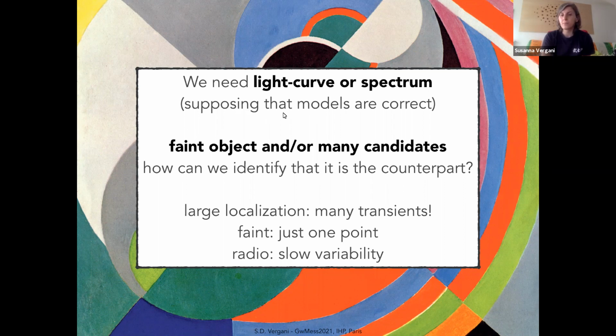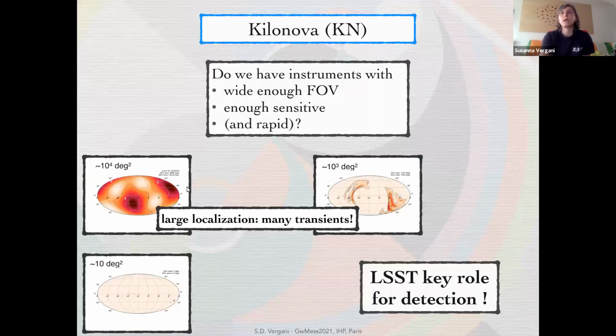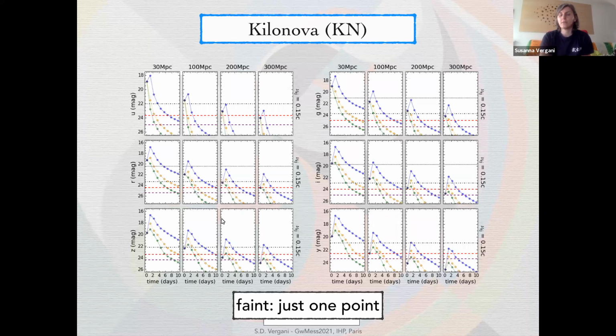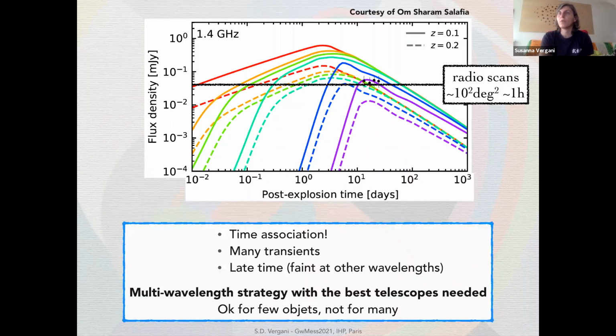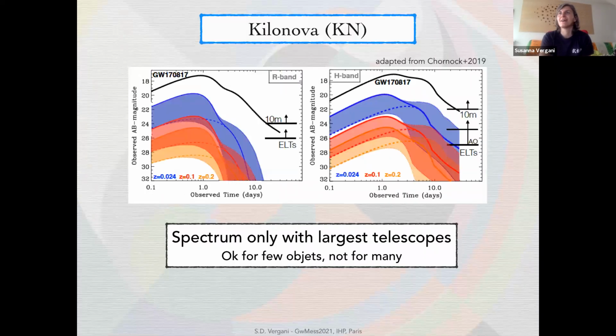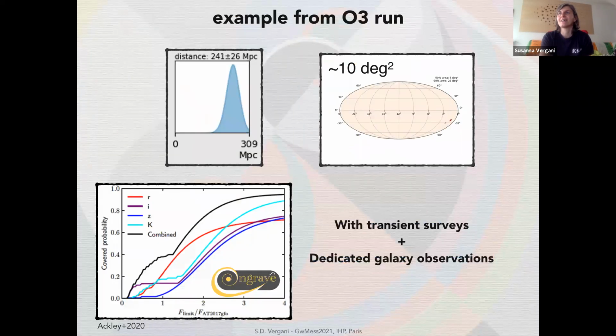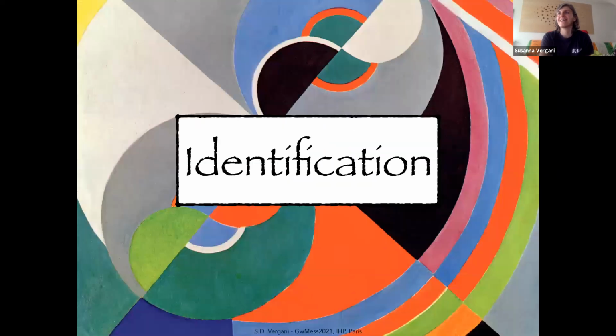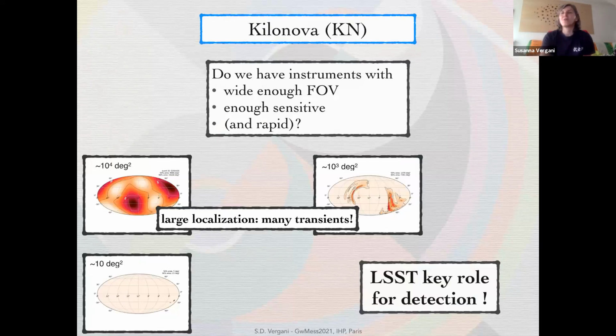If I have a large localization, even if LSST scans all the sky region, LSST will find millions of transients. Even when I filter some of them out, I will be left with hundreds of transients. So how can I identify which is my counterpart? Okay, I show you here. Sorry, I missed the point here. I don't know what's happening. So how can I decide which is my counterpart?